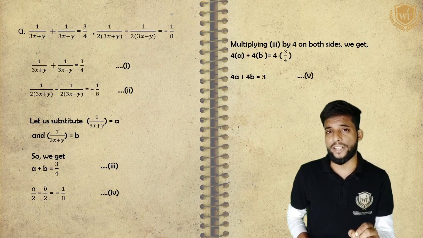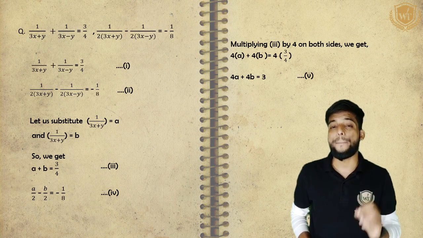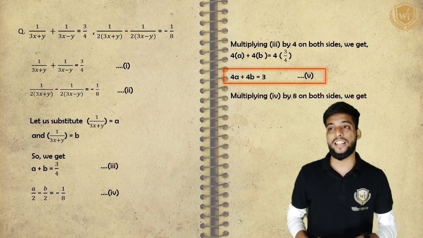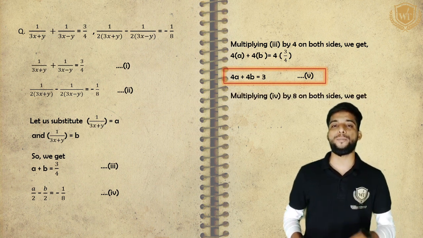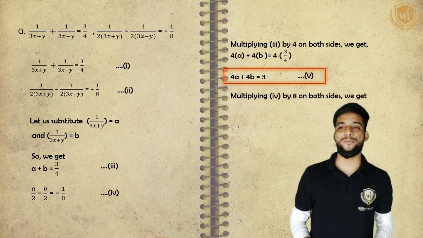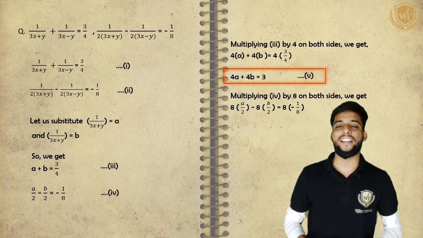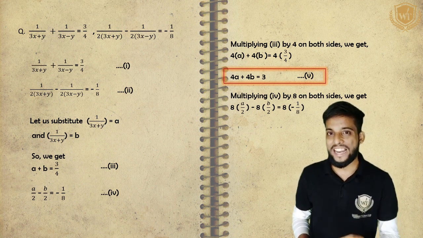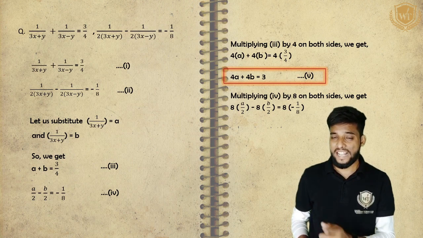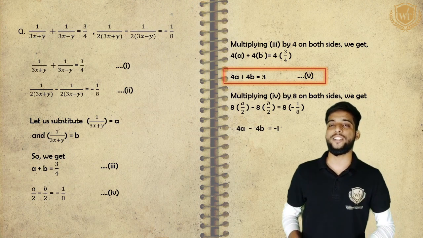Let us observe the fourth one now, students. In the fourth one's denominator we have 2 and 8. So we'll have to multiply by the LCM, students. So multiplying equation number 4 by the LCM of 2 and 8, which is 8, on both the sides. So we'll have 8 into a by 2 minus 8 into b by 2 equals to 8 into minus 1 by 8. Cancel out, okay, we'll get 4a minus 4b equals to minus 1.